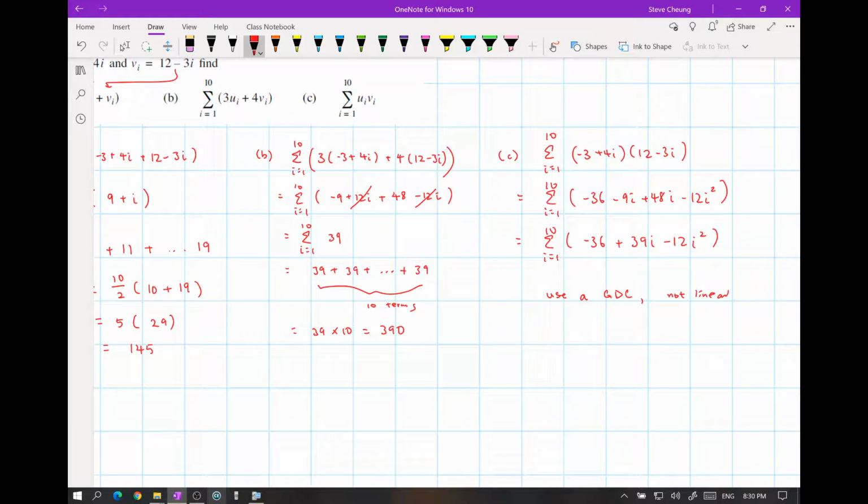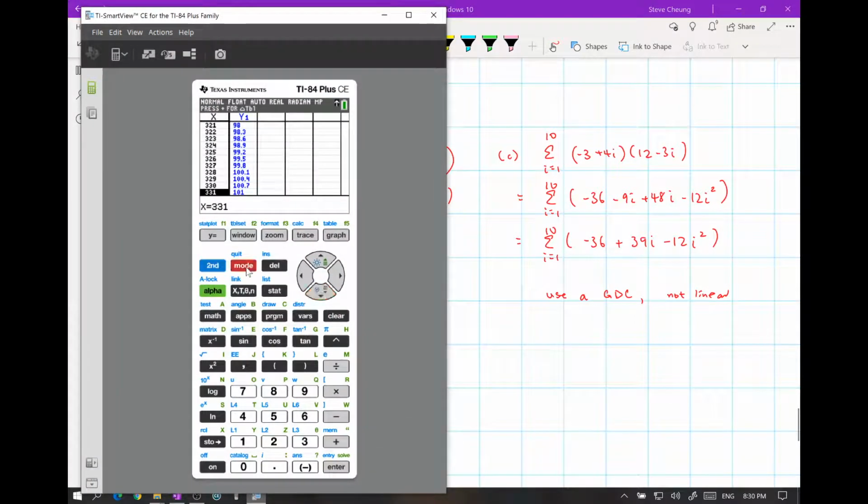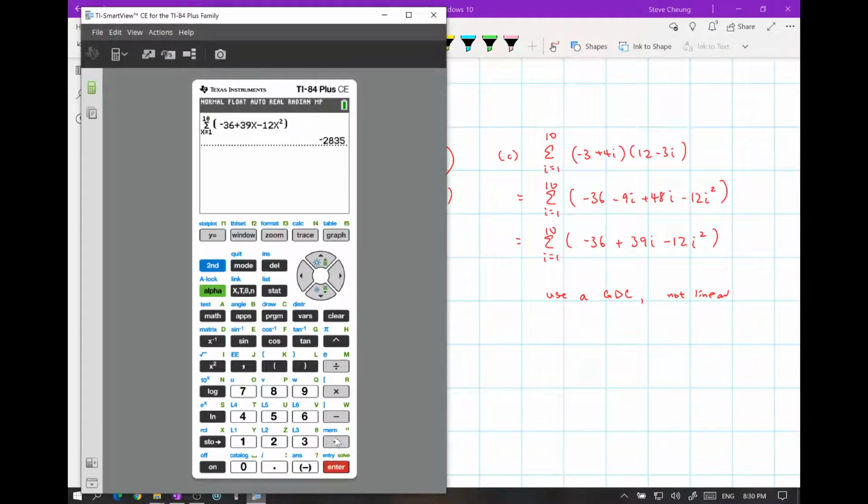And if I do so, let's just show you what you can do again. We can go to summation, x from 1 to 10, negative 36. Make sure you use a negative for a negative, otherwise the GDC will go bonkers. That's not right. Checking the answer, and that's not right.